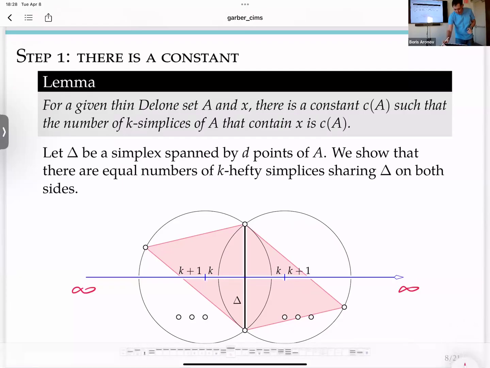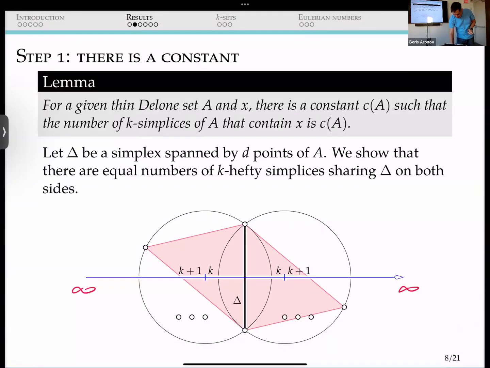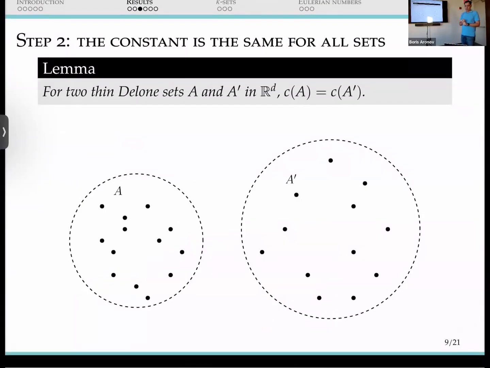So that's the first step. The second step is to show that the constant is the same for all sets. And I can do that the following way. There is a technical lemma, not on the slide, but basically it says that in order to find all k-hefty simplices that cover a certain point, I need to look in a ball of finite radius. So all the points cannot be far from each other or infinitely far. So there is some local picture that explains everything.